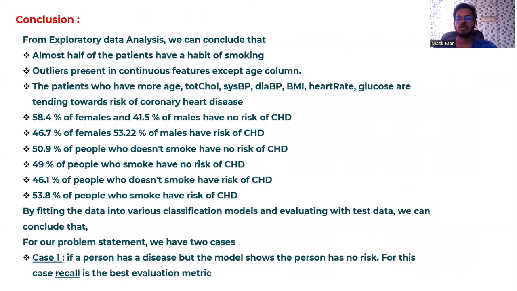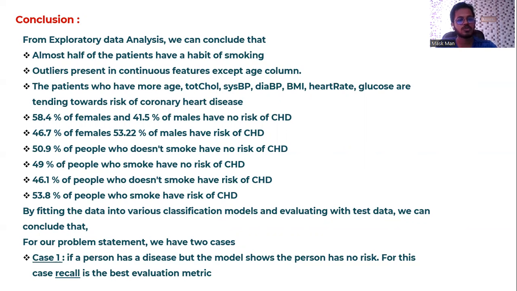And the conclusion after all these processes, from the exploratory data analysis, we can conclude that half of the patients have a habit of smoking, and outliers are present in continuous features except the age column. And the patients who have more age, total cholesterol, more systolic blood pressure, more diastolic blood pressure, more BMI, more heart rate and more glucose tend towards a risk of coronary heart disease. And here we can observe that 58.4% of females and 41.5% of males have no risk of CHD, and 46.7% of females and 53.22% of males have a risk of CHD.